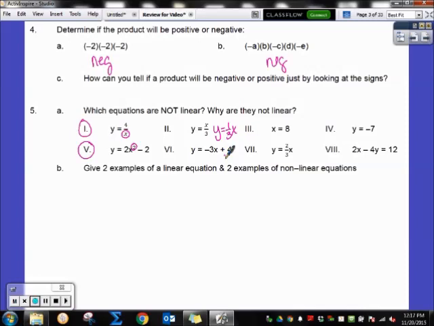Now for b, your answers are going to vary. The easiest way to make it non-linear is if your variable does not equal 1. So you could say y equals x squared plus 2, y equals x cubed plus 4. So anything where your variable is not 1 on the x that is in the same form, would work. And then for B, you could look back up at any of those that we didn't circle, would be great examples of linear functions.